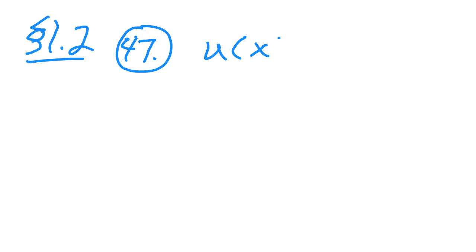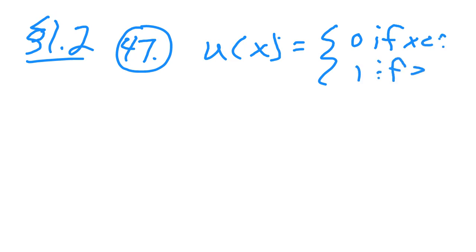Anyway, so first of all, let me go back to number 47 in section 1.1. That was the function u of x equals a split function. It's 0 if x is less than 0, and 1 if x is greater than or equal to 0. All right. And so basically what that looks like is this.